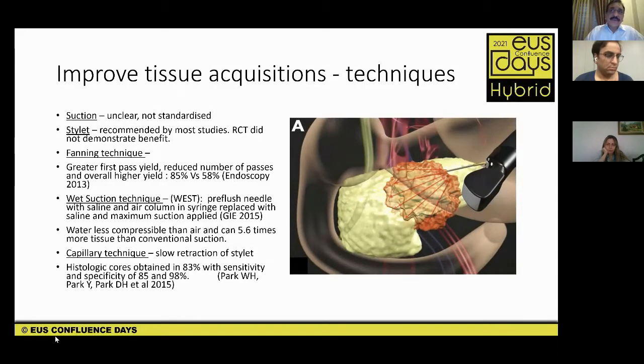There's another modification of the suction technique in which the stylet is moved very slowly, thereby creating a low negative pressure and causing suctioning of the tissue in these circumstances. Here, the studies which are available show that the histologic core obtained with an FNB needle while using the capillary technique definitely shows an improvement as compared to not using these techniques.